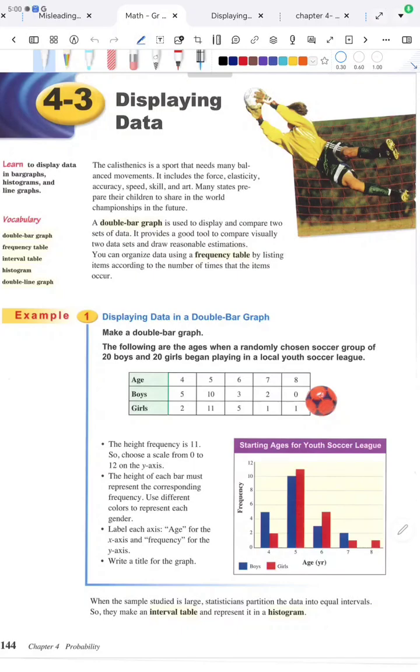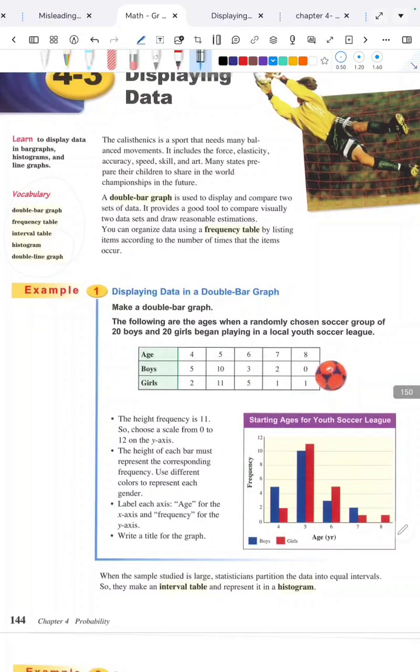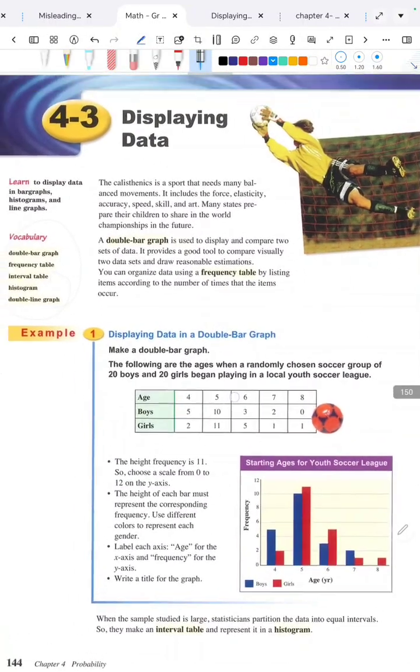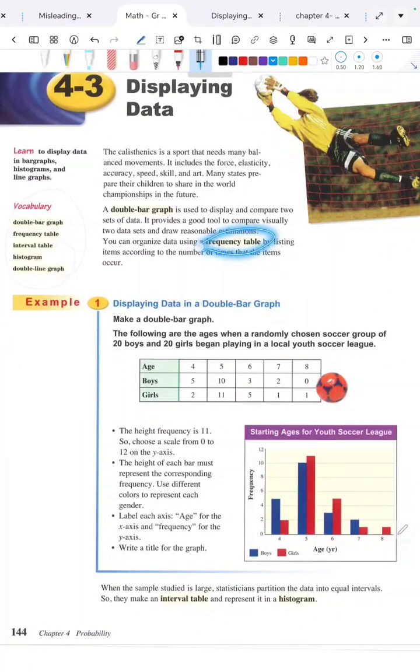Hello students, in this video I'm going to explain displaying data, page 144, chapter 4, lesson 3, okay? For this topic I'm going to explain the questions that come in national questions, okay? Our vocabulary is line graph, bar graph, double bar graph, double line graph, and histogram with frequency table. For this topic you have to recognize each definition, okay?